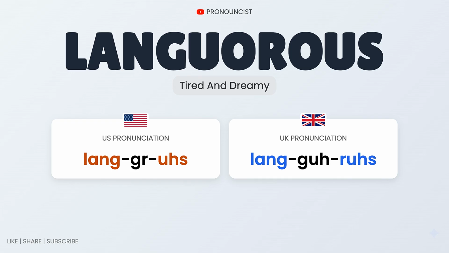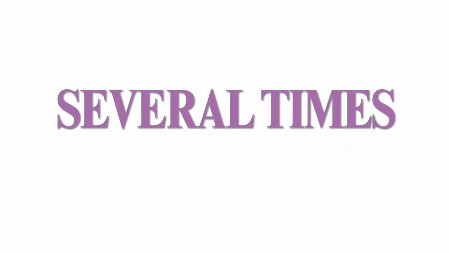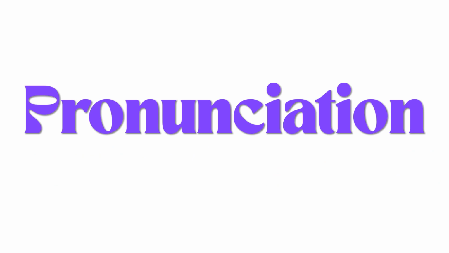Practice repeatedly and you'll soon be able to say this word perfectly. The best way to practice is to repeat the syllable multiple times. The meaning of the word is tired and dreamy. Try repeating this word several times to improve your pronunciation.